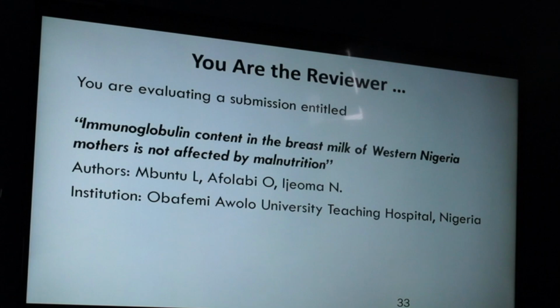Your job is to be unbiased and to give an unbiased review. But as I've told you, there is data that before you even begin reading the paper, your brain might be taking you in a direction of saying this is going to be a good scientific paper or this is not going to be a good scientific paper. Let's look at the authors of this paper. The names are Ubuntu, Afolabi, and Ijeoma. And the institution is the Obafemi Awolowo University Teaching Hospital in Nigeria.